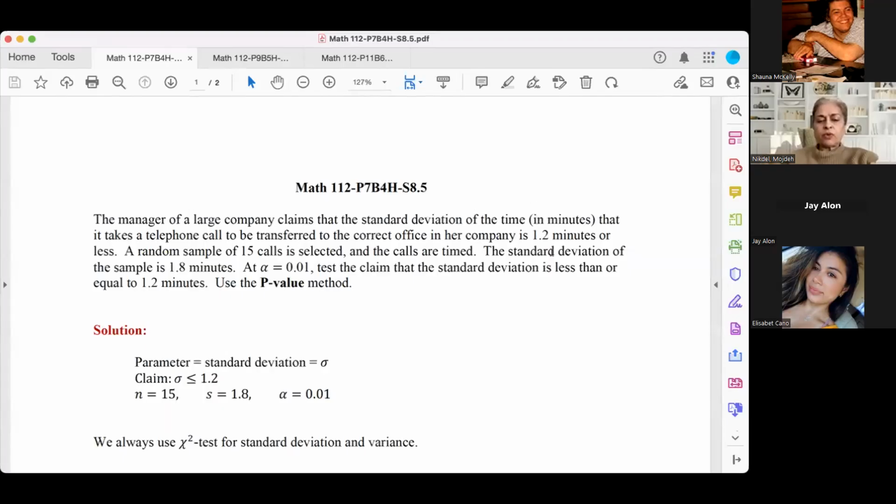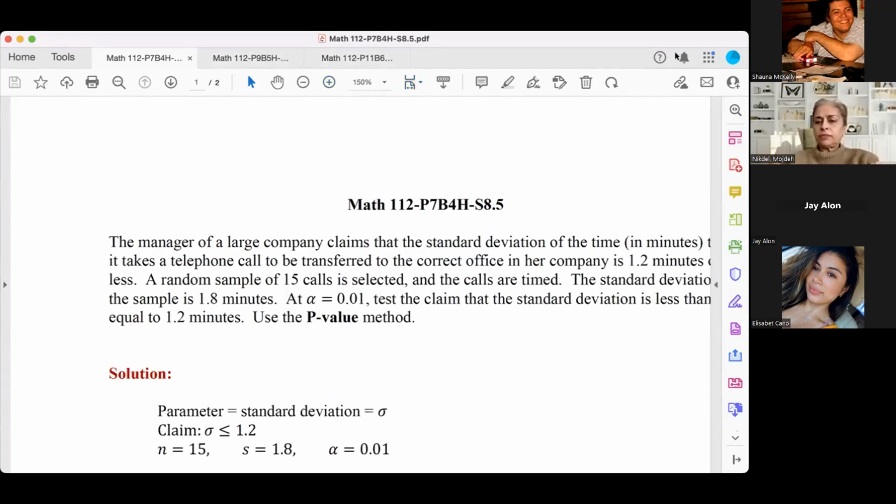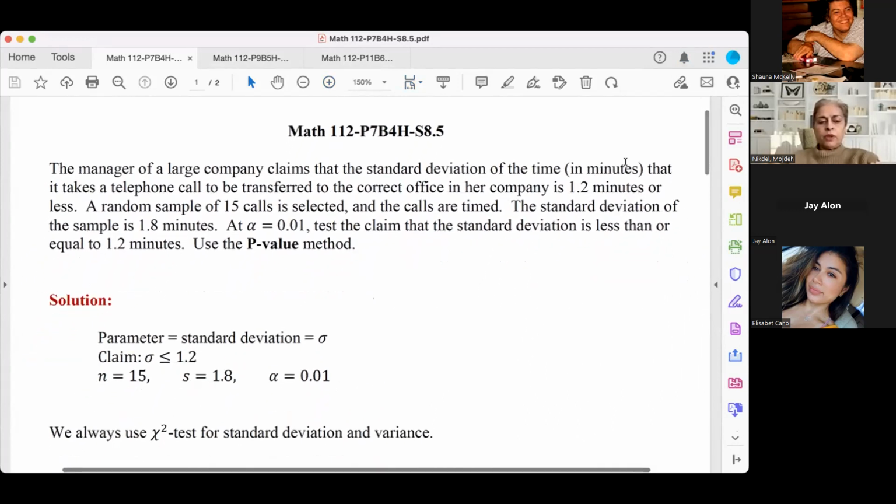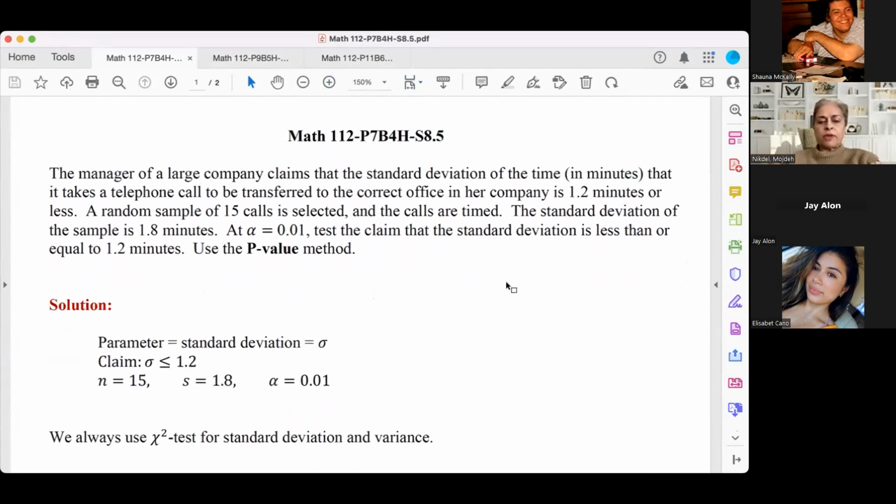The first problem that I'm going to check from section 8.5 is problem number 7. The manager of a large factory claims that the standard deviation of the time in minutes that it takes a telephone call to be transferred to the correct office in her company is 1.2 minutes or less.